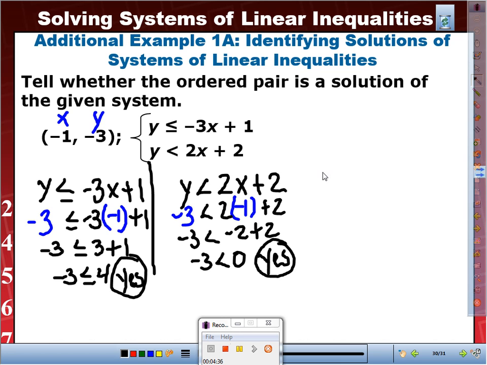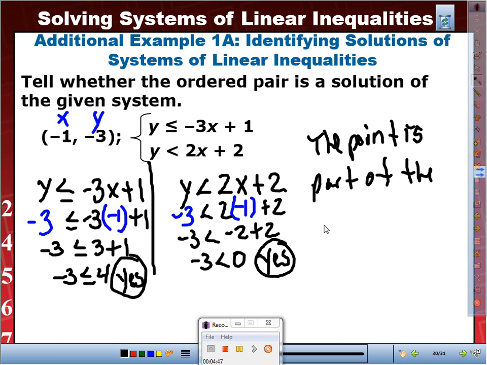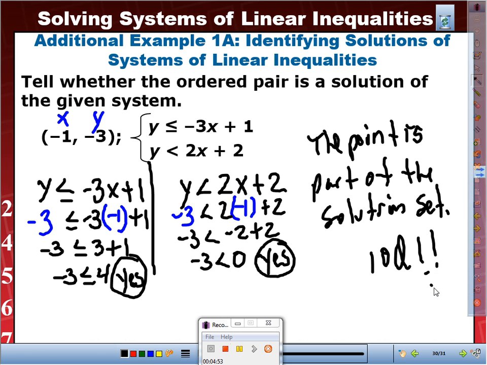If it's true for both, therefore, the point is part of the solution set. Thank you. But when is it part of the solution set? When both of them are true, right? When it works for both. So you remember what I just said? When both are true, then the point is part of the solution set.